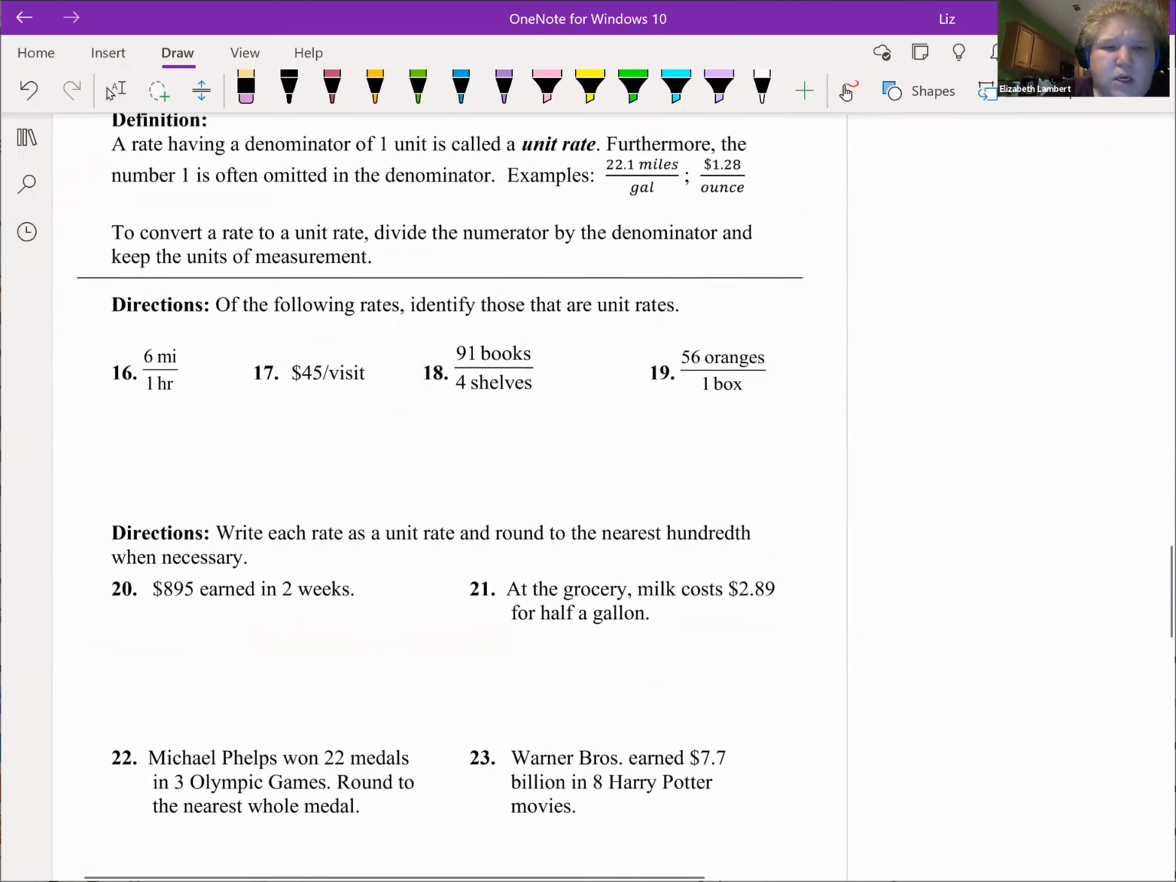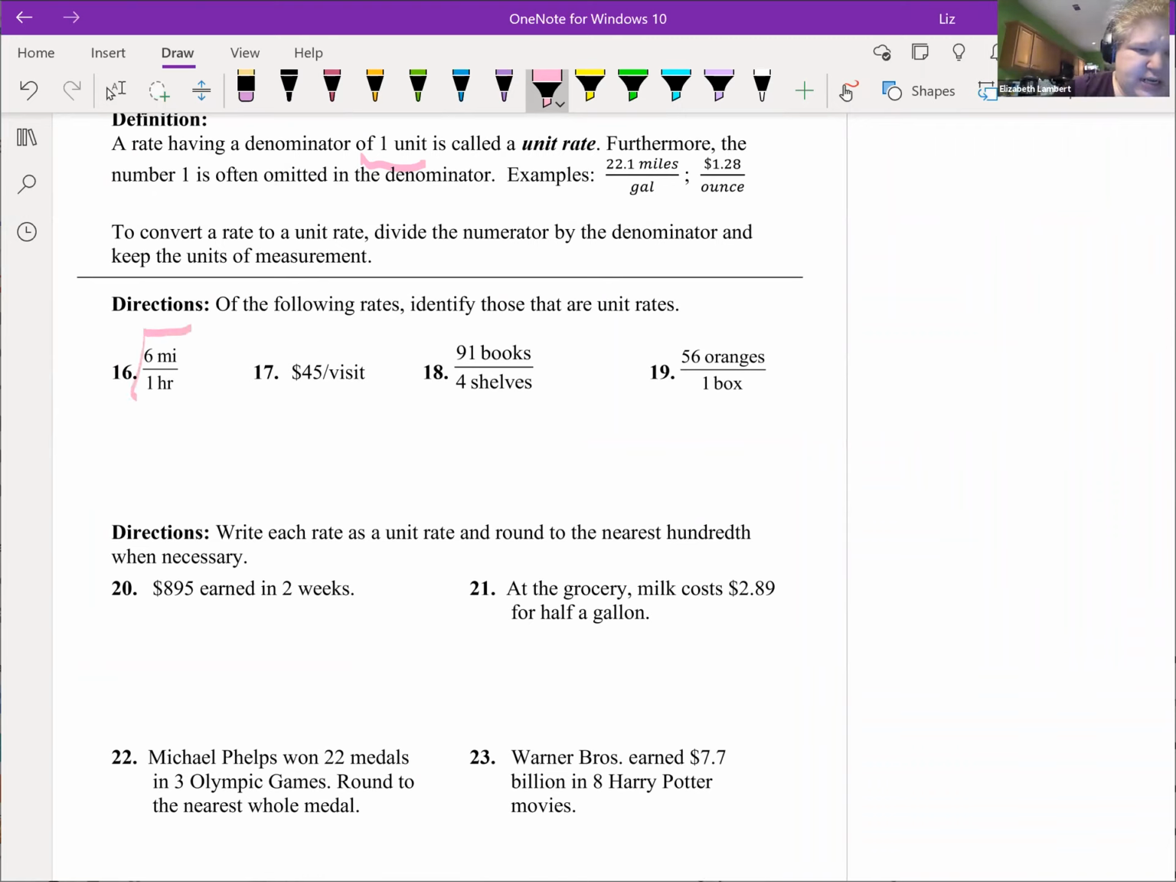All right. Of the following rates, identify those that are unit rates. 6 miles per 1 hour. Remember, can have a 1. Sometimes the 1 is omitted, but it doesn't have to be a unit rate. So that is a unit rate. $45 per visit. Do we think that is per 1 visit? It is indeed. That is also a unit rate.